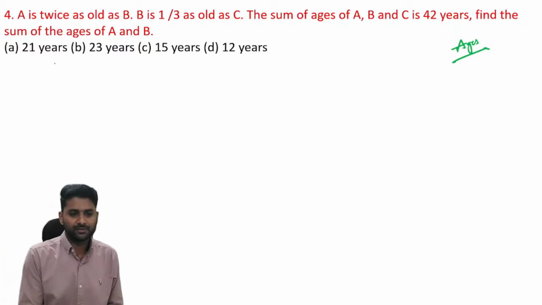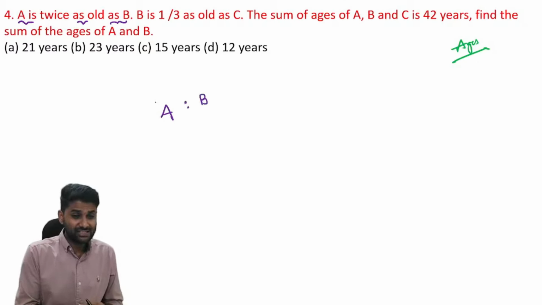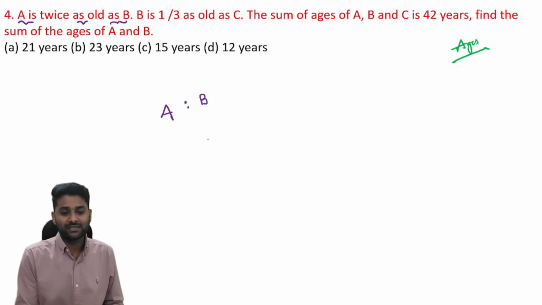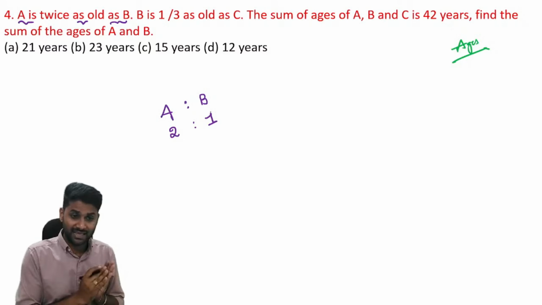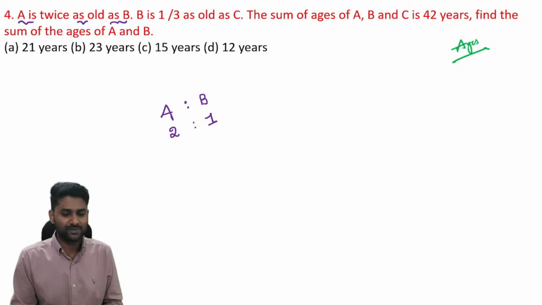Let's see this information. A is twice as old as B. Comparison between A and B. It is mentioned that A's age is twice as old as B. It means if B's age is 1 year, then A's age is 2 years. So this is the comparison. A is twice as old as B.